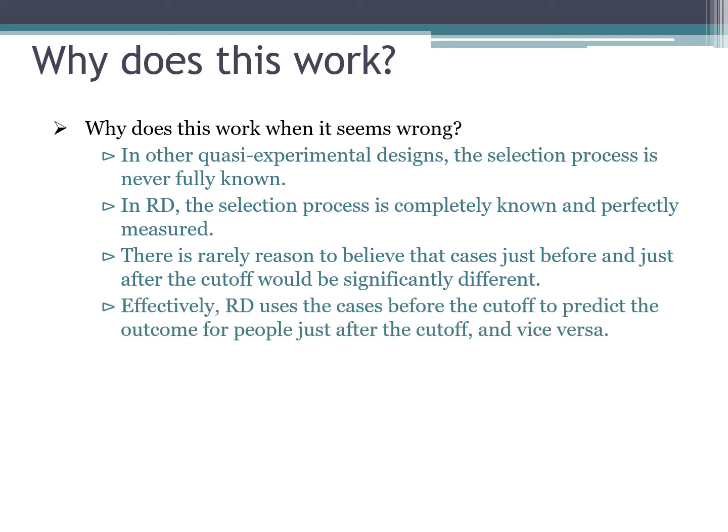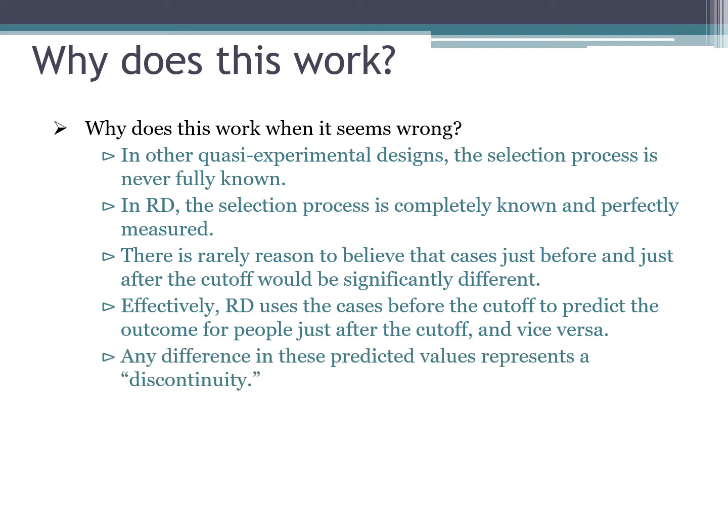So effectively, regression discontinuity uses the cases just before the cutoff to sort of predict what the outcome would have been for people just after the cutoff if there was no treatment, and vice versa. And that's how we can use the cutoff, the intercepts right at that cutoff, to determine if there's an experimental effect. Then the discontinuity part of the name of the methodology comes from that difference in those predicted values. Is there an abrupt change or discontinuity in that regression line derived from the coefficient?